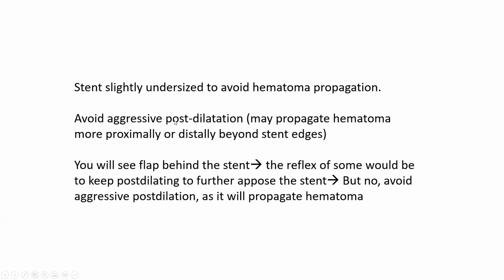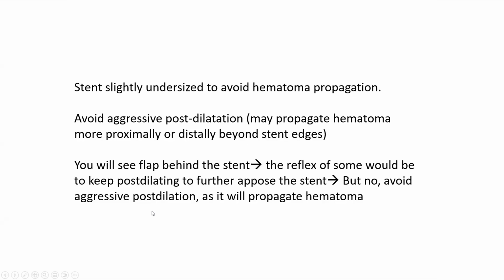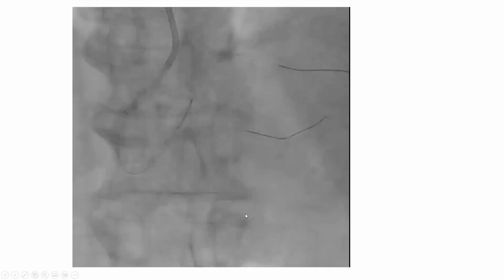So this is a summary of some additional tips. Stent slightly undersized to avoid hematoma propagation. Avoid aggressive post-dilatation, which may propagate the hematoma proximally or distally beyond stent edges. And you'll end up having to further chase the hematoma. Also, you will see flap behind the stent. The reflex of some would be to keep post-dilating to further oppose the stent and collapse that hematoma. That's a wrong reflex. Avoid aggressive post-dilatation to avoid propagating the hematoma.